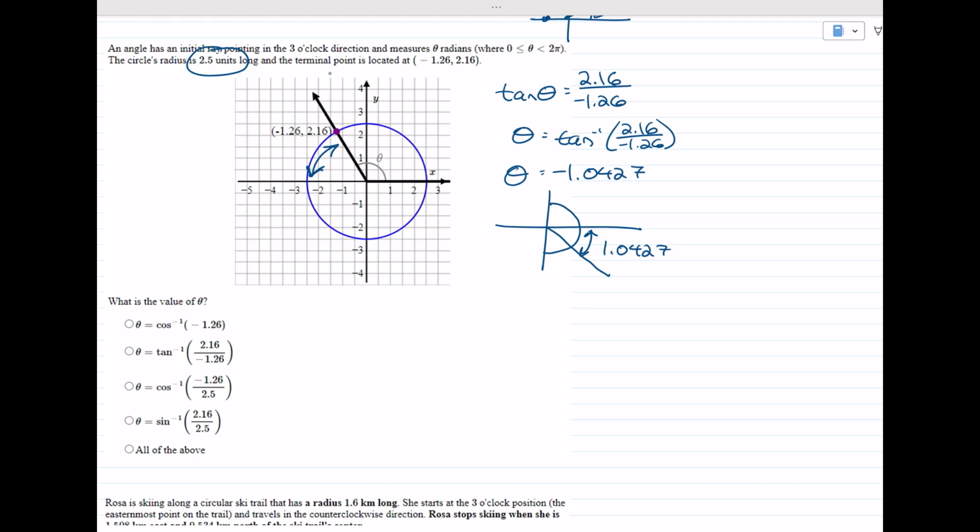So if you want the full angle, what we would do is we would take pi radians, this whole thing is pi, and then subtract that angle. So we're going to take pi radians subtracted by 1.0427, and I'm getting that the angle is 2.0989. That's what the angle is.